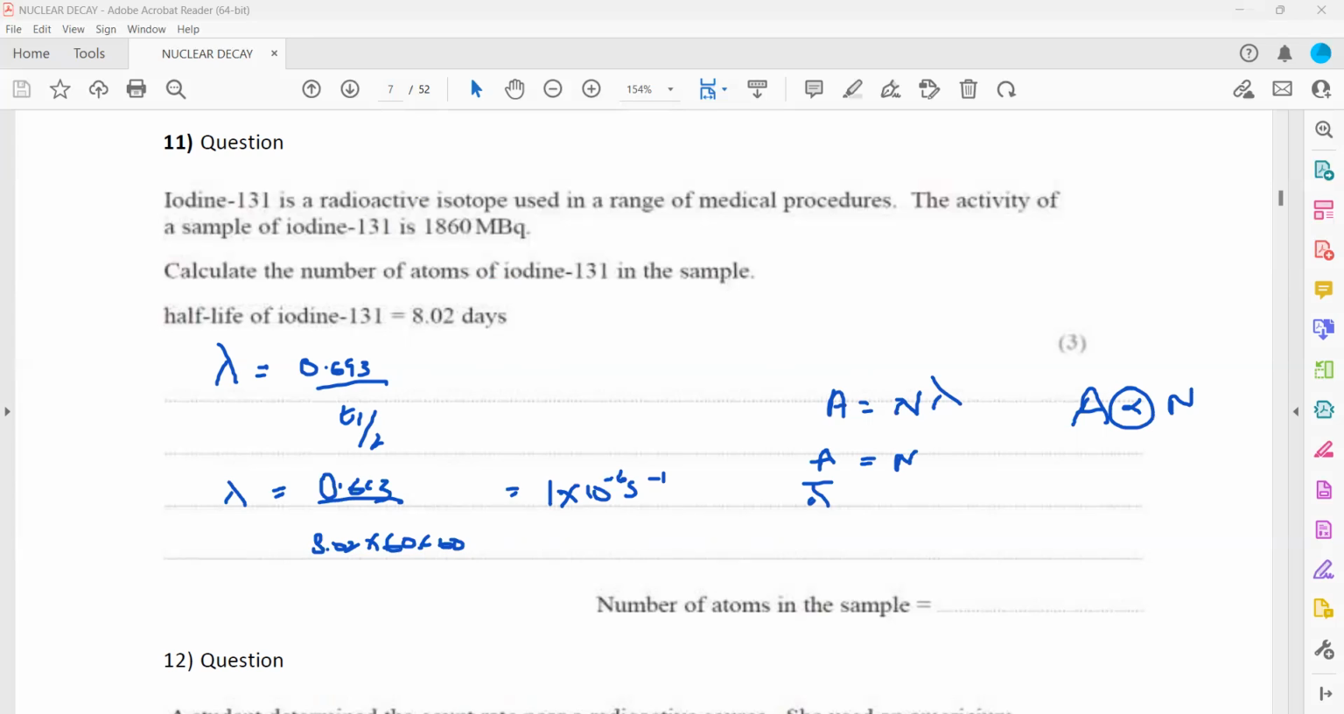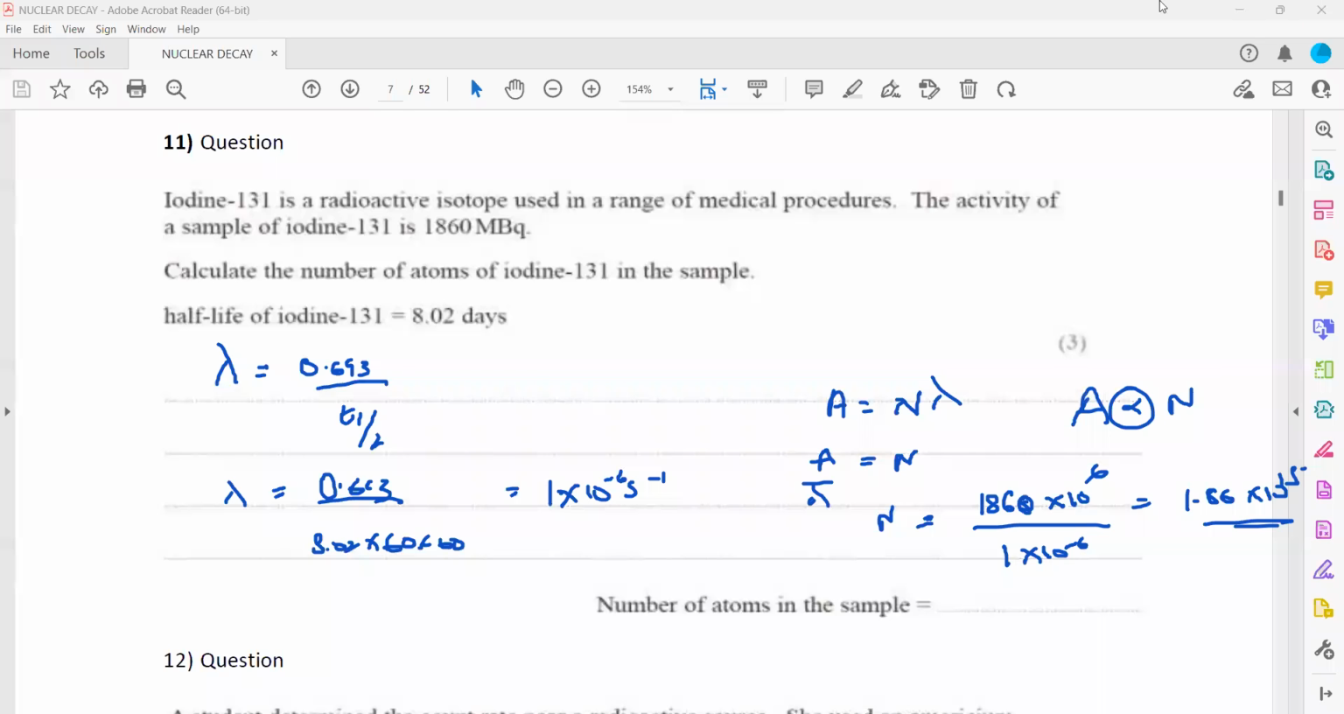What about activity? Activity is 1860 megabecquerel. That's how many disintegrations happen every second. So it should be becquerel, so 1860 into 10 to the power 6, because mega is there, divided by the lambda, which is 1 into 10 to the power minus 6. So when we substitute, we'll get 1.86 into 10 to the power 15. That is the number of nuclei present in the sample. Is it clear, this one?